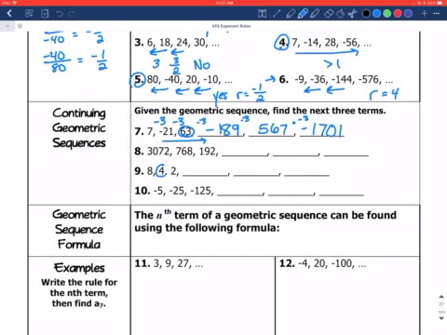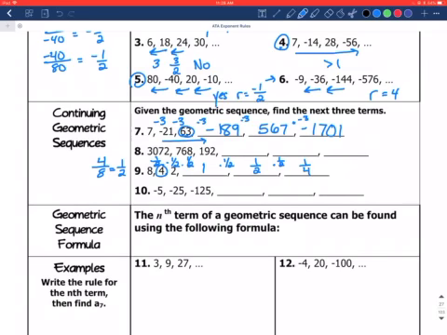Also, for number 9, to find this, we'll do 4 divided by 8. So our ratio is 1/2. Multiplying by 1/2. In other words, 8 times 1/2 gives you 4. 4 times 1/2 gives you 2. So we'll do that again. 2 times 1/2 will give me 1. 1 times 1/2 will give me 1/2. And 1/2 times 1/2 will give me 1/4.